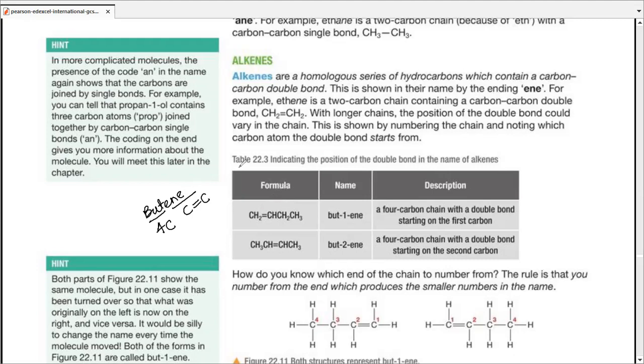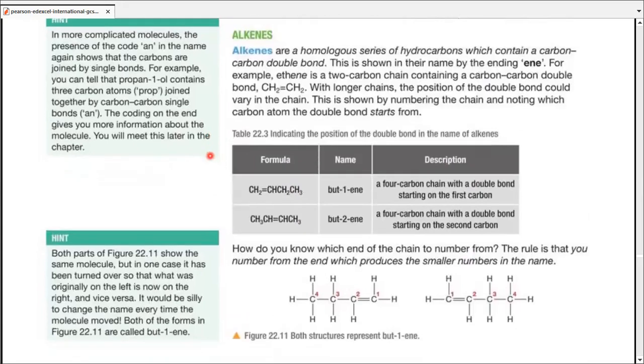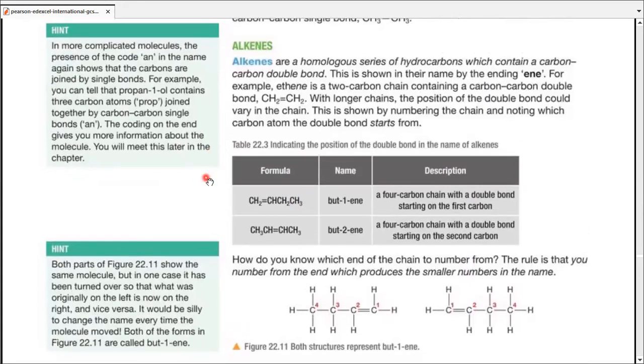Now, butene is actually named a little bit differently. If the double bond starts from the first carbon, it's but-1-ene. If the double bond starts from the second carbon, it's but-2-ene. Which means the 4-carbon chain with the double bond starting on the first carbon, or the 4-carbon chain with the double bond starting on the second carbon. That's how we name them. Naming is going to be a little bit more difficult than this. I'm just starting off with the basic rules of your book. I'm definitely going to use the whiteboard to explain more complicated names.